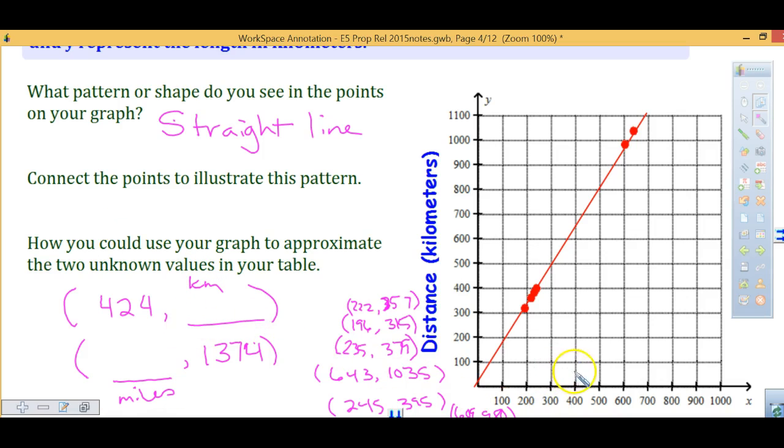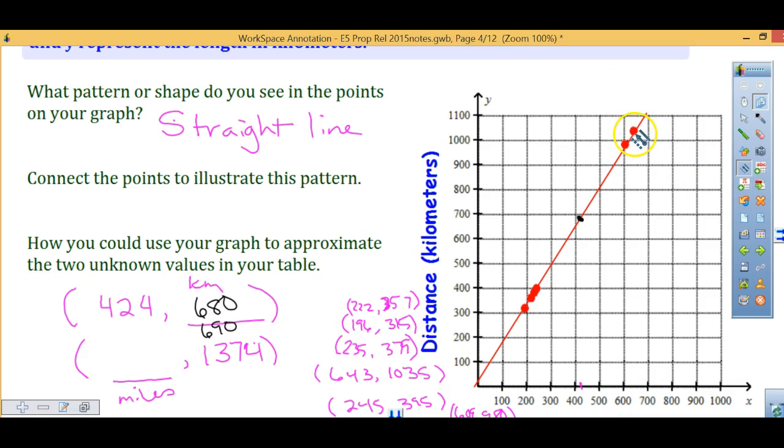So if we are looking at 424, now remember this is going to be an approximation, but we might say, okay, here's 450, so about 425, and we're going to go up from that point, and it looks like it's a little less than 700. So maybe we say 680 or 690. We're not really sure. Again, it's just approximating this point. And then the next one is 1374. It's off our graph, so we know for sure we would have to extend our line.